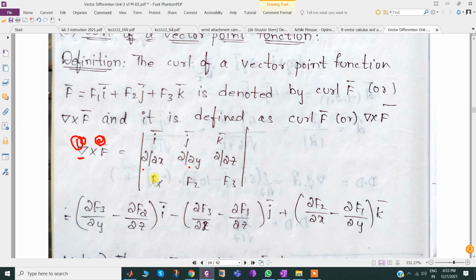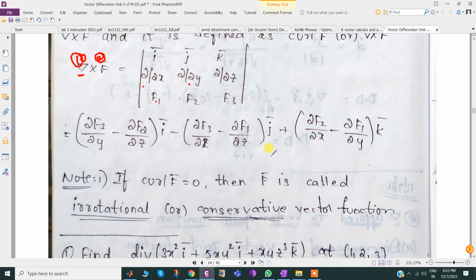So here, i bar coefficient f1, j bar coefficient f2, k bar coefficient f3. This is just a normal determinant. In some cases the curl f bar might be 0. So if curl f bar is equal to 0, then f bar is called irrotational. About this also we discussed.